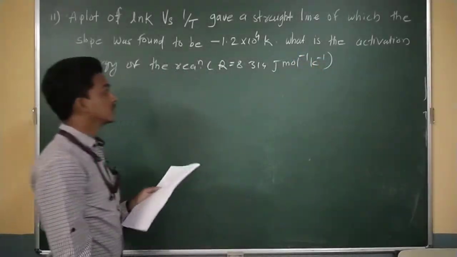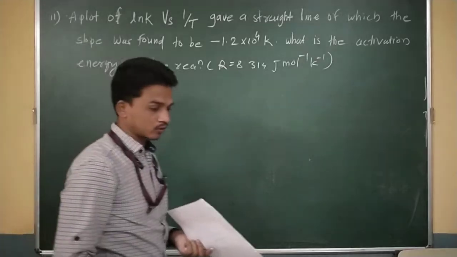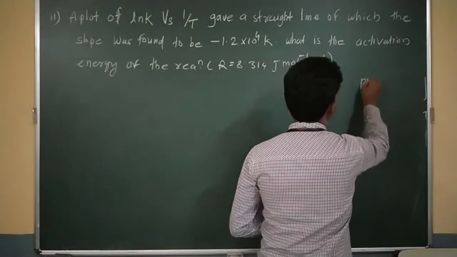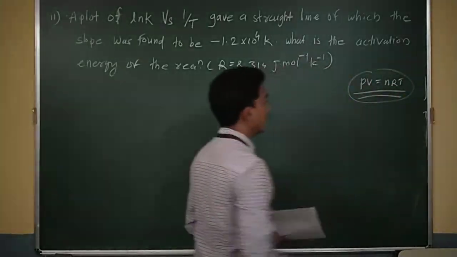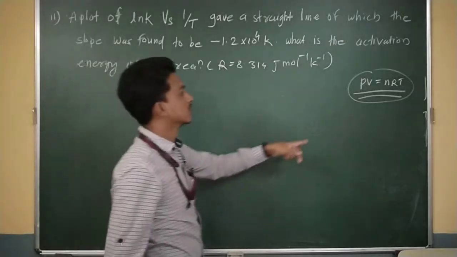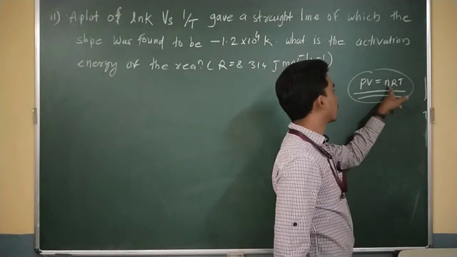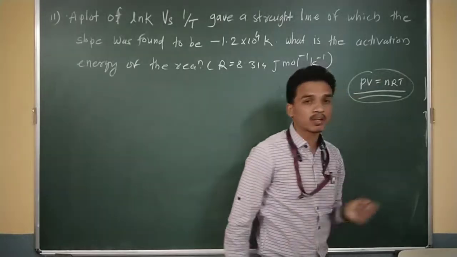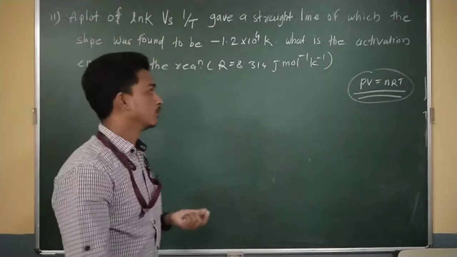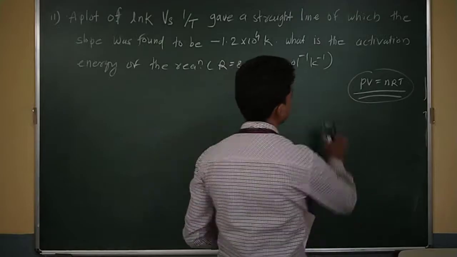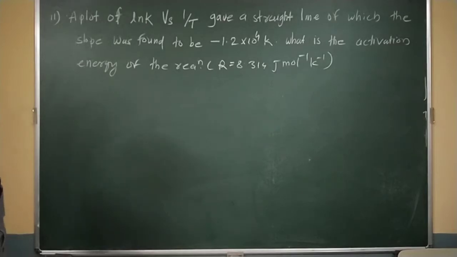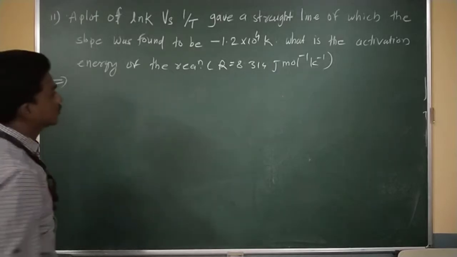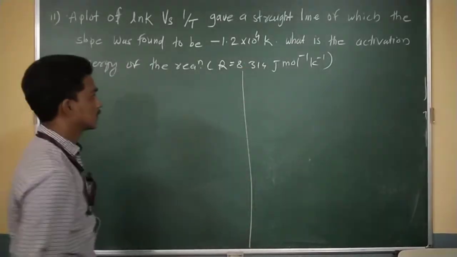The value of R is given here. R is the molar gas constant. You have seen the equation PV is equal to nRT. This is the ideal gas equation, in which P is pressure, V is volume, n is the number of moles, T is temperature, and R is the molar gas constant. You have already seen all these things, so I am not discussing them. So the value of R, the molar gas constant, is given here.